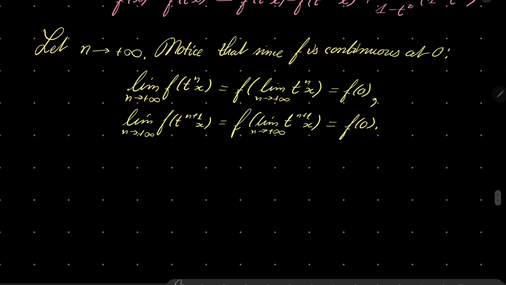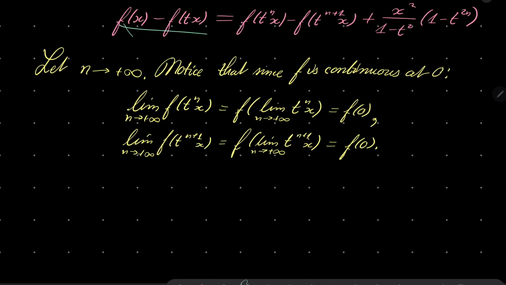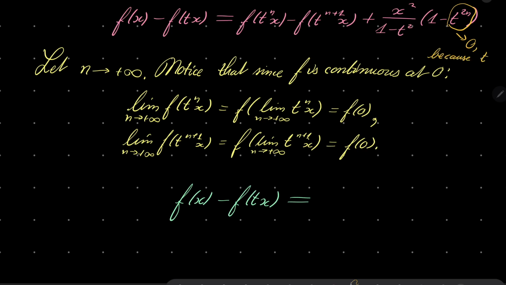So we will get the following. On the left hand side, we have f of x minus f of tx, and on the right hand side, this goes to f of 0 as well, so it disappears. And notice that this part, f of t to the power 2n, since t is between 0 and 1, it goes to 0, because t is between 0 and 1.